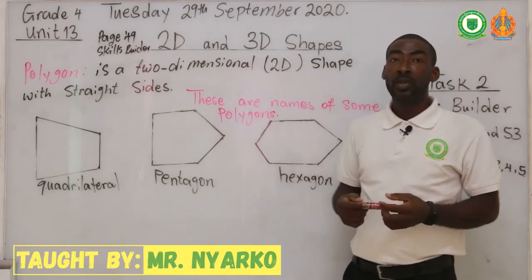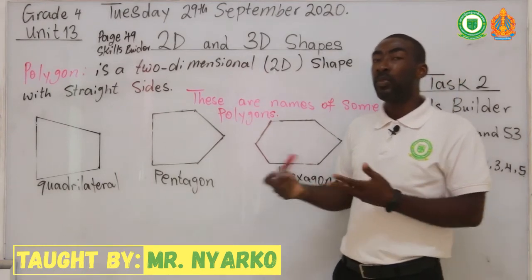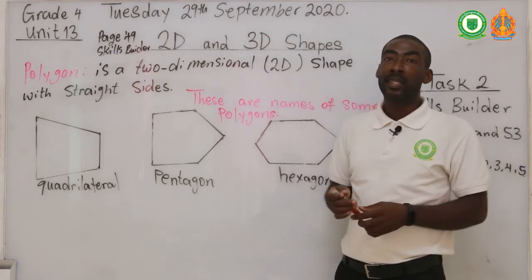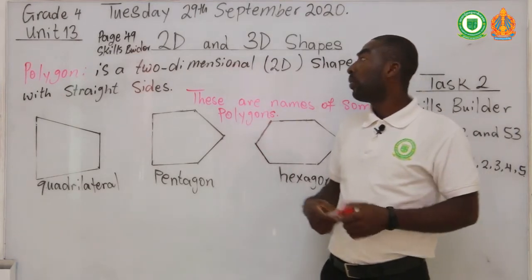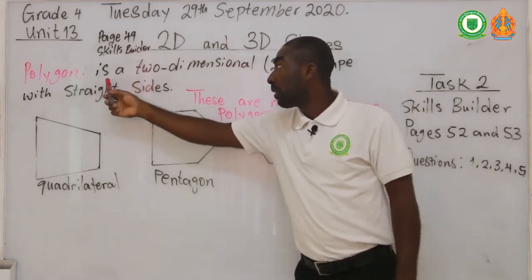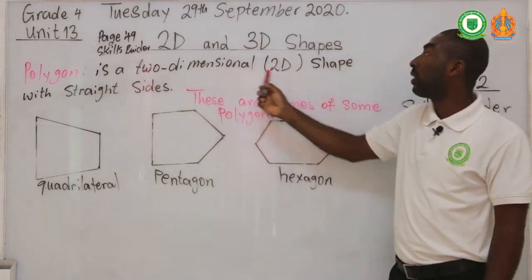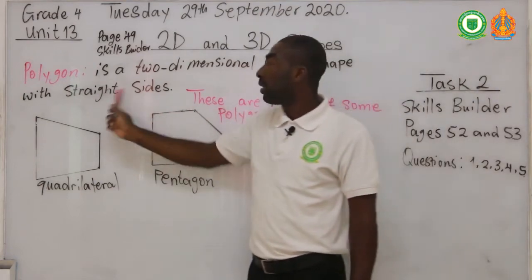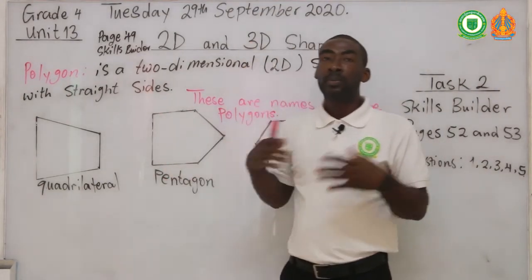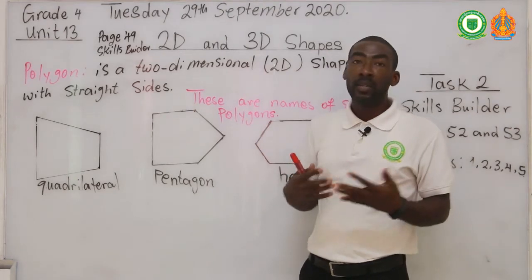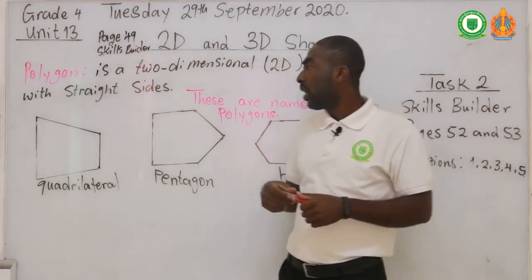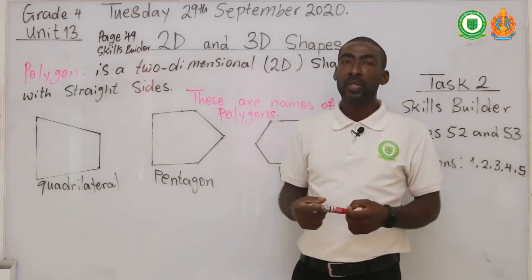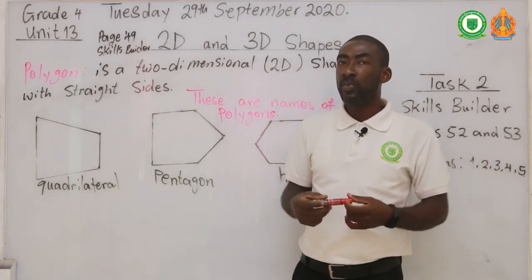So from the first video, we learned that polygons are 2D shapes with 3 or more straight sides and angles, okay? So we know that polygons are 2D shapes. That means a polygon is a two-dimensional shape with straight lines, okay? So the straight sides are 3 or more. So the question is, what are some of the examples or the types of polygons that we can talk about?